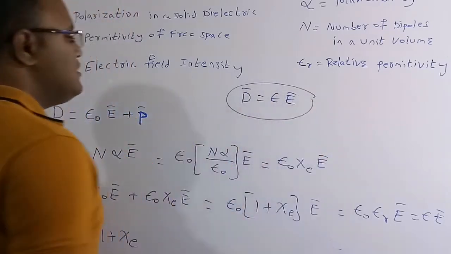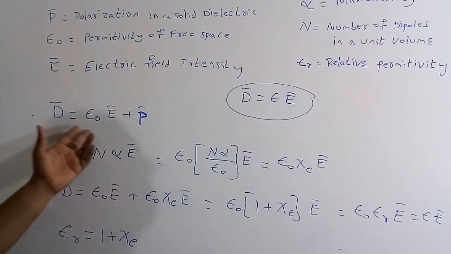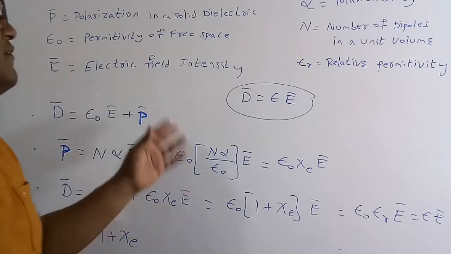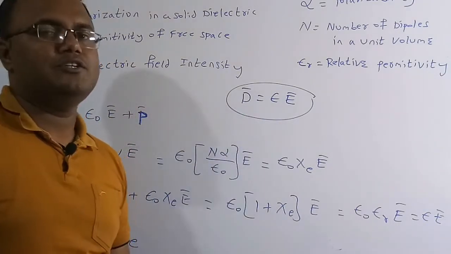So all these things are present inside. This is the basic expression. From this expression we have derived that D bar is equal to epsilon into E bar.